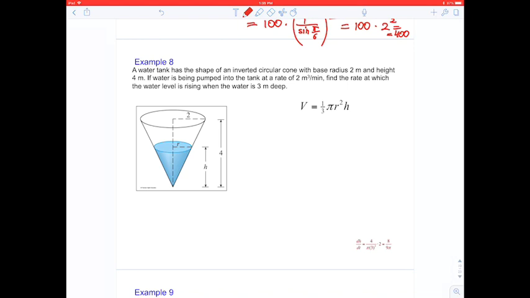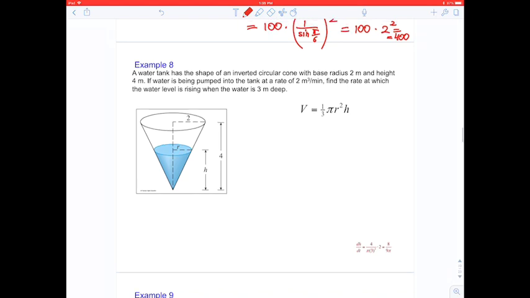Okay, let's solve the cone problem. I did solve the cone problem before, but we can solve it again. Let's see. A water tank has the shape of an inverted circular cone with the base radius 2. We can see this 2, and the height 4. The height 4 is here.